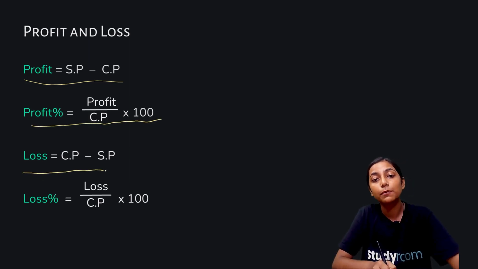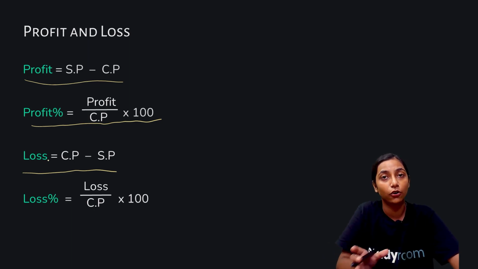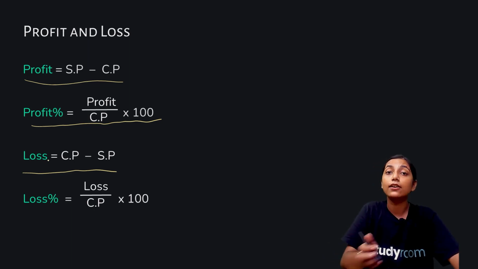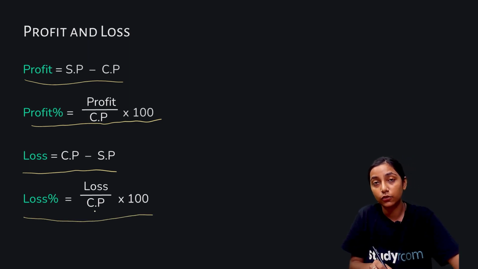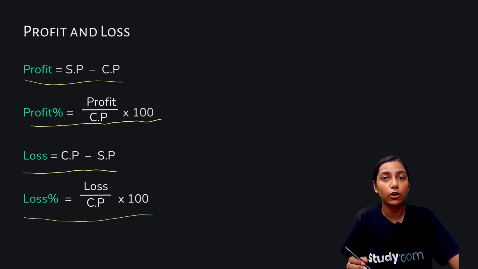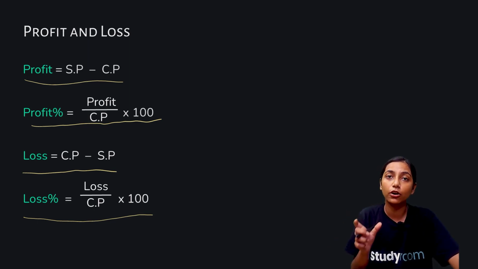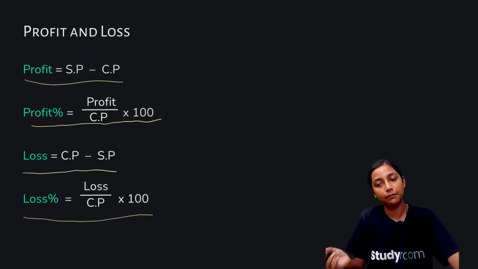Loss is equal to cost price minus selling price. Why? Because when do we face loss? When cost price is greater than selling price. So we subtract selling price from cost price in order to find our loss. And loss percentage is given by loss divided by cost price into 100. So for percentage, both profit percent and loss percent, we divide the profit or the loss that we face by cost price and then multiply by 100.